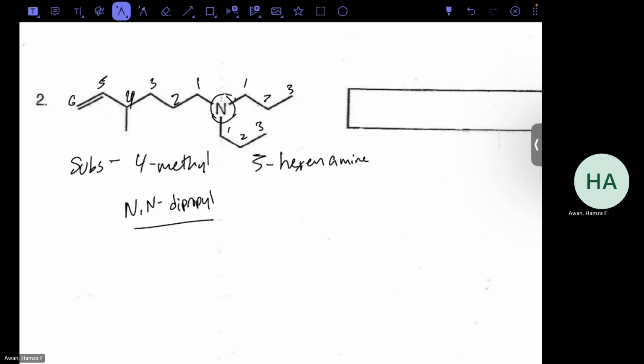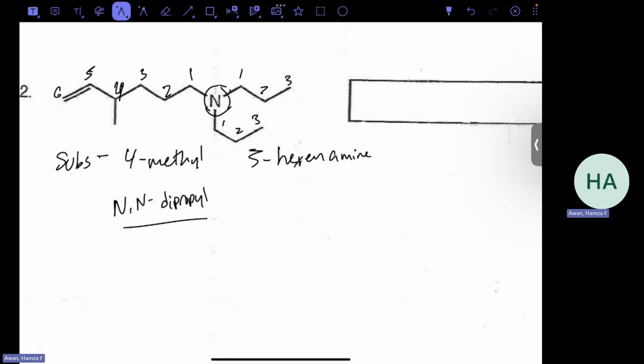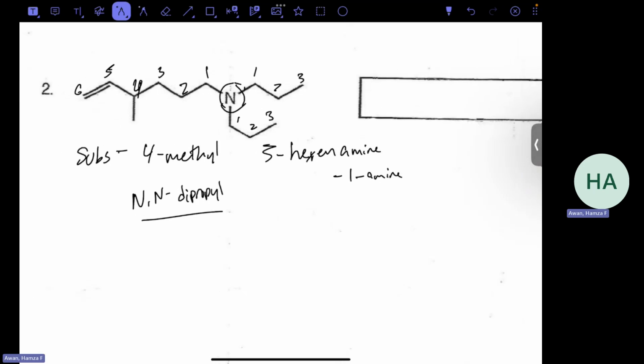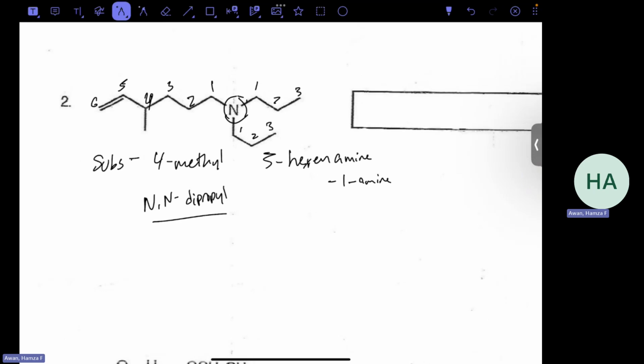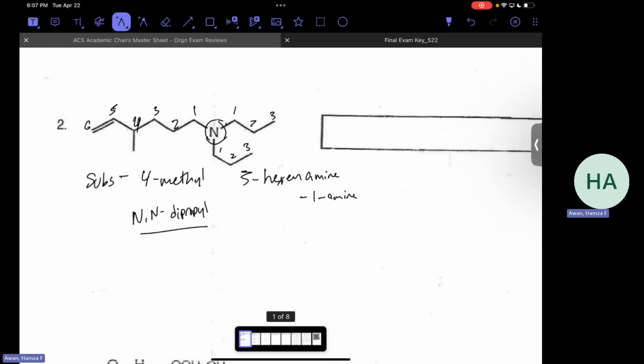So that'll be it. I think you don't have to, but you can put 1 here. So hexene-1-amine. I think that's fine if you don't put that, because it's already assumed that the amine is on 1. If you want to stay safe, then I would suggest doing that.